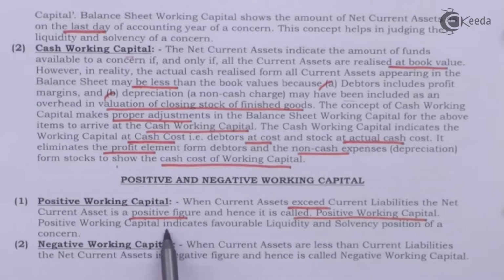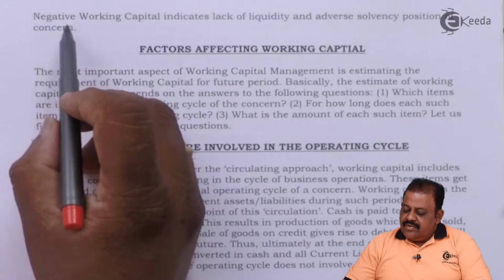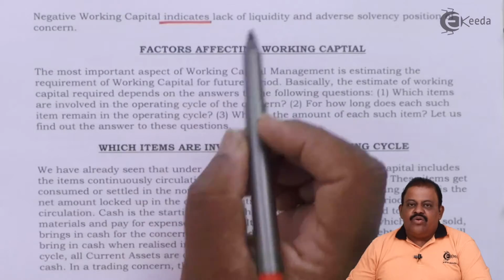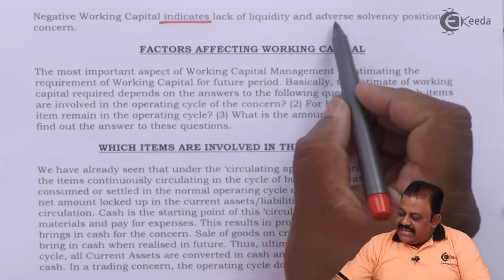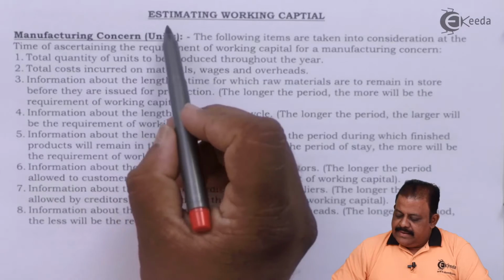Positive working capital indicates a favorable liquidity and solvency position of the concern. Negative working capital: when current assets are less than the current liabilities, the net current asset is a negative figure and hence it is called negative working capital. Negative working capital indicates lack of liquidity and an adverse solvency position of the concern.